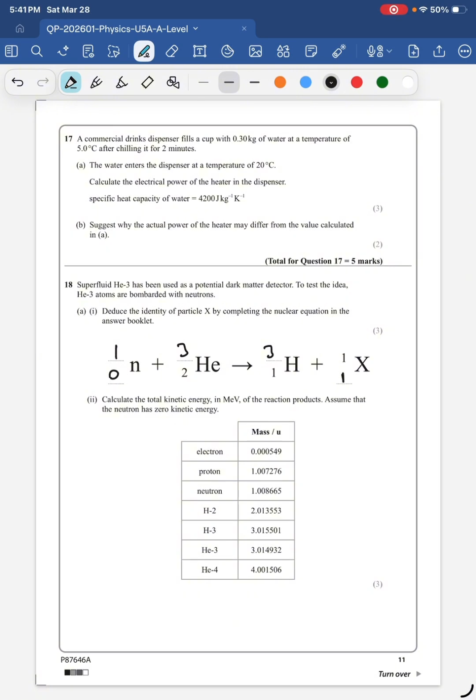Okay, so hydrogen. To calculate the total kinetic energy in MeV of the reaction products, assume that the neutron has 0 kinetic energy, and they give you the masses of the electron, the proton, the neutron, hydrogen-2, hydrogen-3, helium-3 and 4. Okay, that's a lot of information.